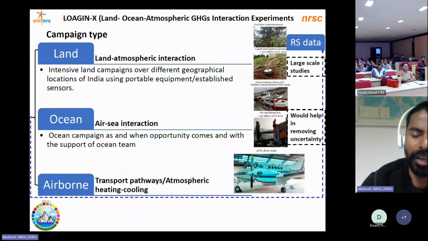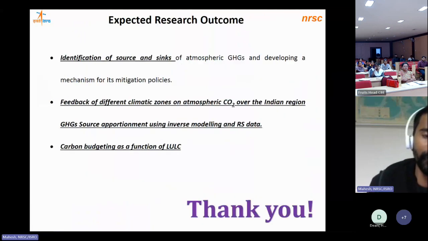We'll be installing all our GHG equipment in this aircraft, and we'll be flying to measure the different vertical profiles of atmospheric CO2, CH4, N2O, and pollution parameters. And also we are participating in the ocean campaign to study the ocean-atmosphere interaction and also the marine transport influence on the CO2 concentration in the atmosphere. We are expecting identification of sources of CO2 and feedback mechanisms for different climatic zones for the CO2.